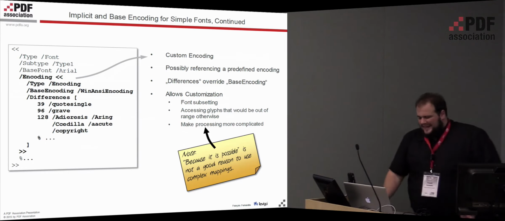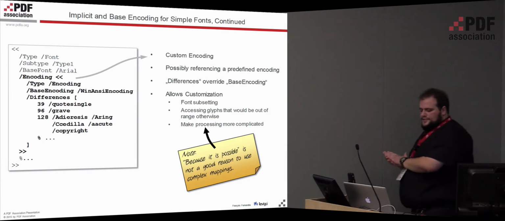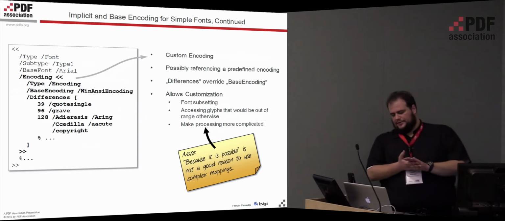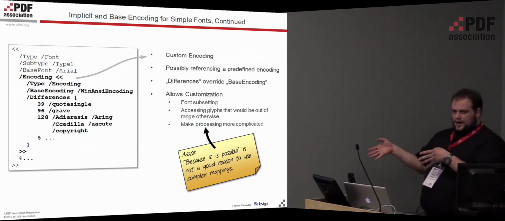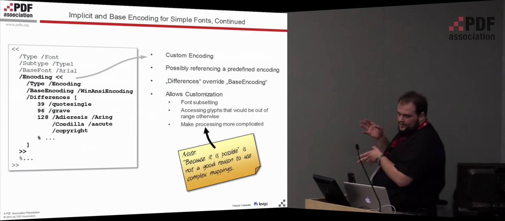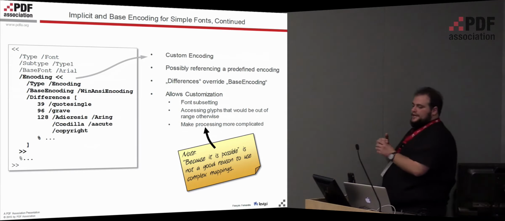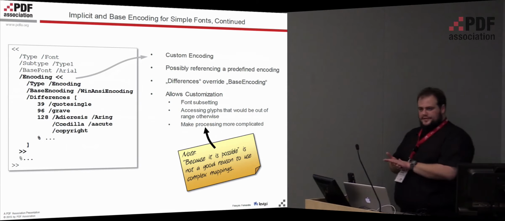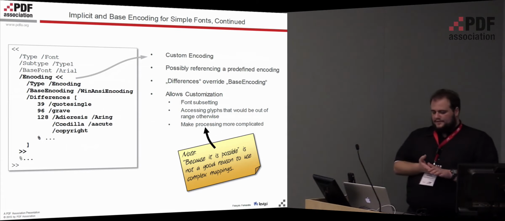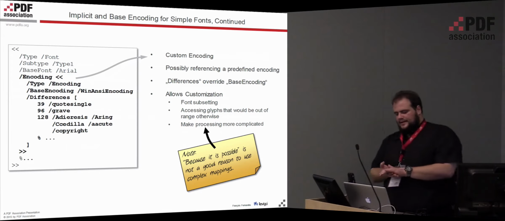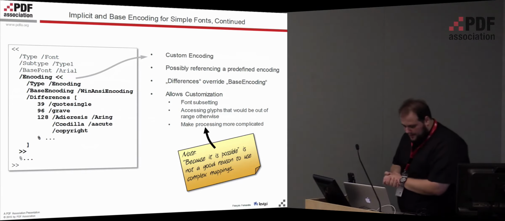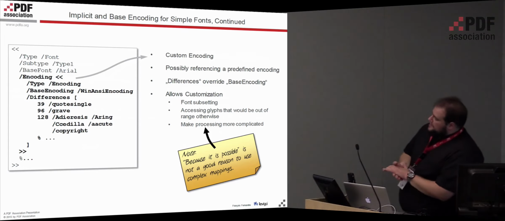Now, we can actually extend those encodings. We have a base encoding in this case, which is the ANSI encoding. But for some reason, probably due to the limitation of 256 possible characters, we might remap some of the character codes for our needs. As an example, character 39 will be the quote single, 96 will be grave, and 128, 129, and so on will be some things that I'm not even able to pronounce.